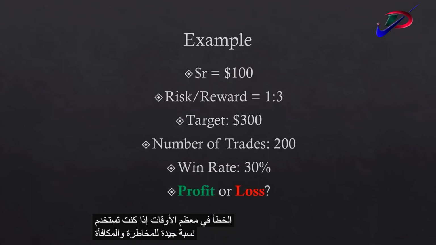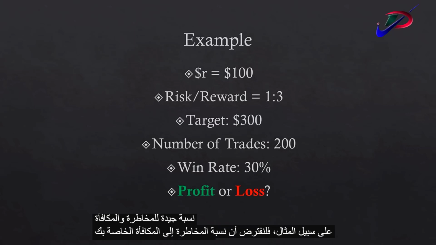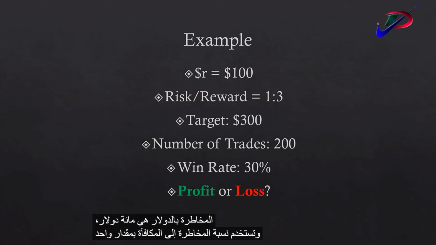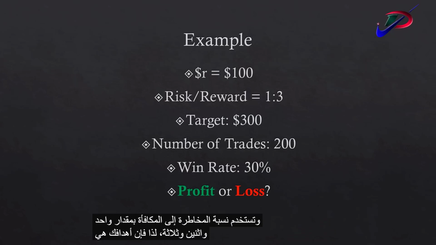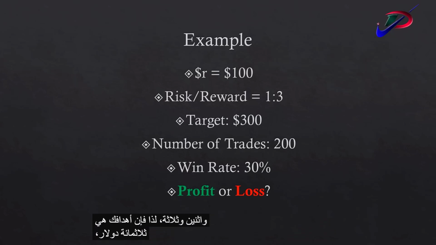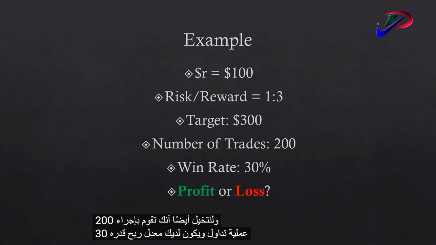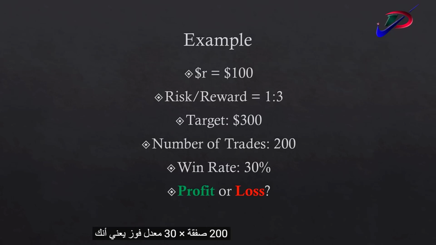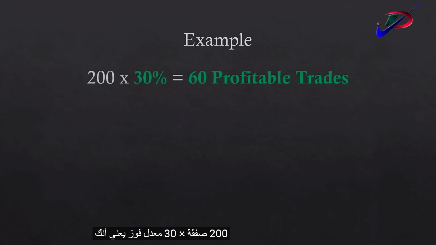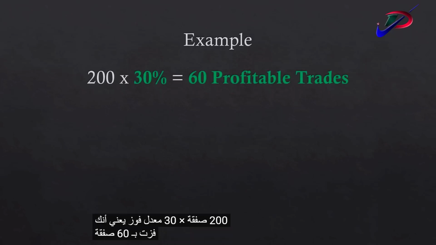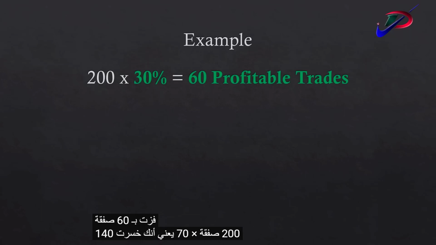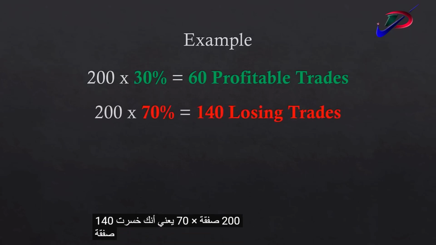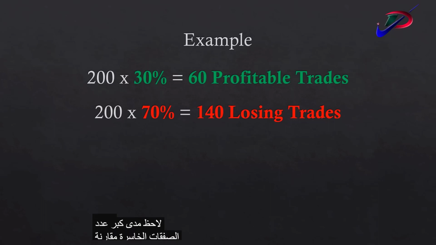For example, let's say that your dollar risk is $100 and you use a risk-reward ratio of 1 to 3, so your targets are $300. Let's also imagine that you make 200 trades and you have a win rate of 30%, which is the same as saying that you were wrong 70% of the time in your decisions. 200 trades times 30% win rate means you won 60 trades. 200 trades times 70% means you lost 140 trades. Notice how much larger the number of losing trades is in comparison to the number of winning trades.